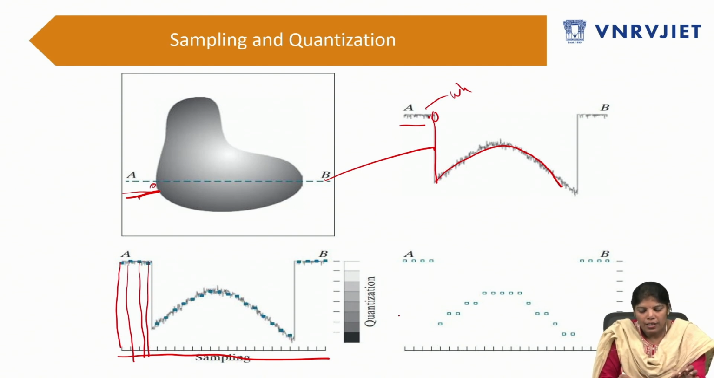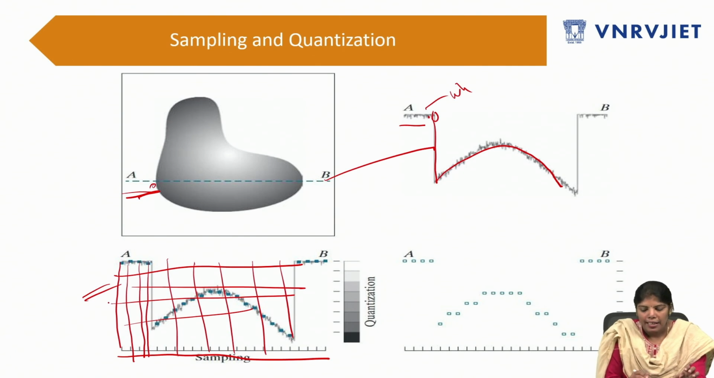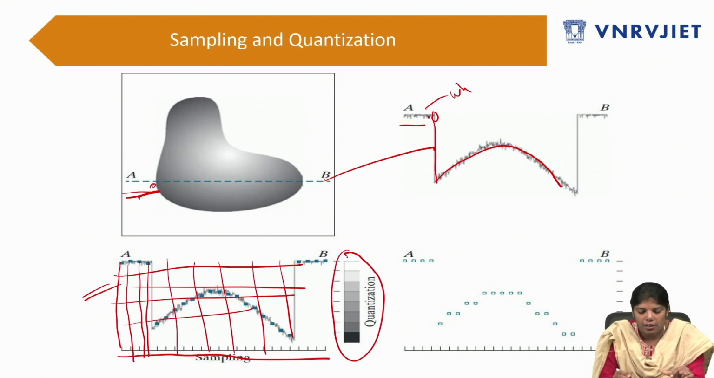Then we need to assign to each pixel. Simply, we are dividing the entire graph into equal samples with respect to the time. Then after that we need to assign some values to each and every pixel. How will it be done? With the help of quantization. This is the process of quantization.